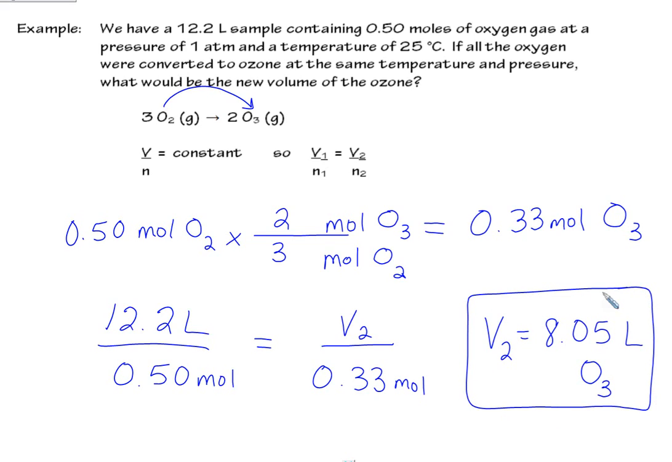Didn't matter the identity of the particle, just the amount. I have less particles, so less particles should have less collisions. That should create a smaller volume. And this makes sense. Volume went down by a little bit, as long as temperature and pressure obviously are held constant.